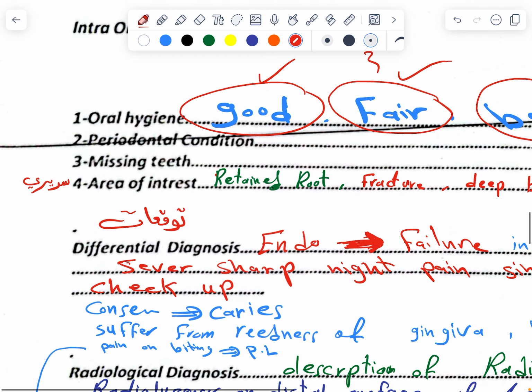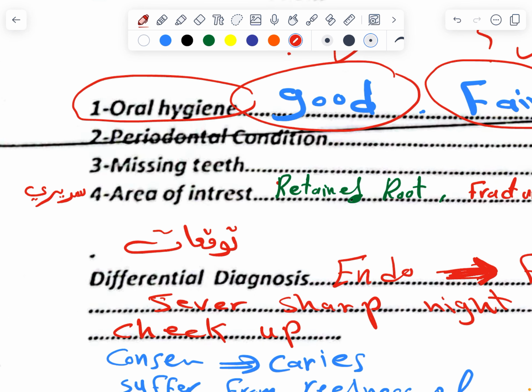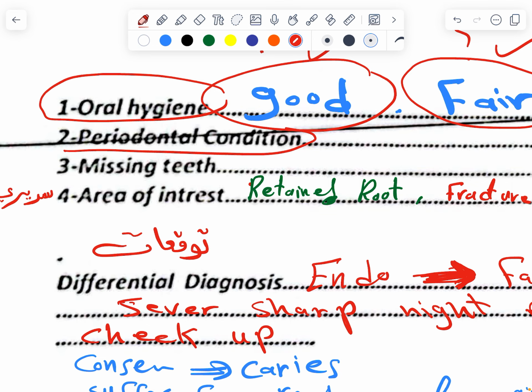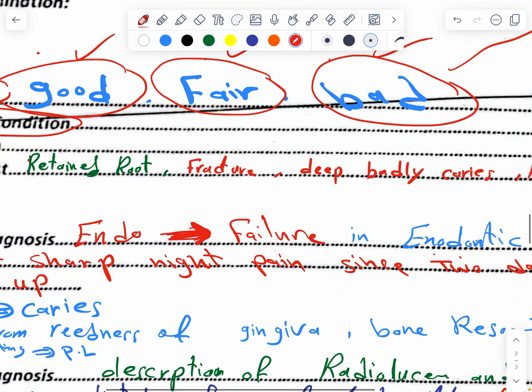While regarding periodontal condition, the patient in sociality either has gingivitis or periodontitis.